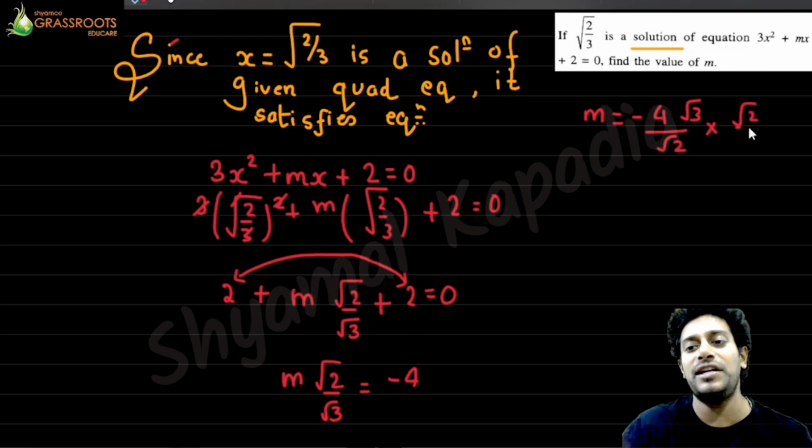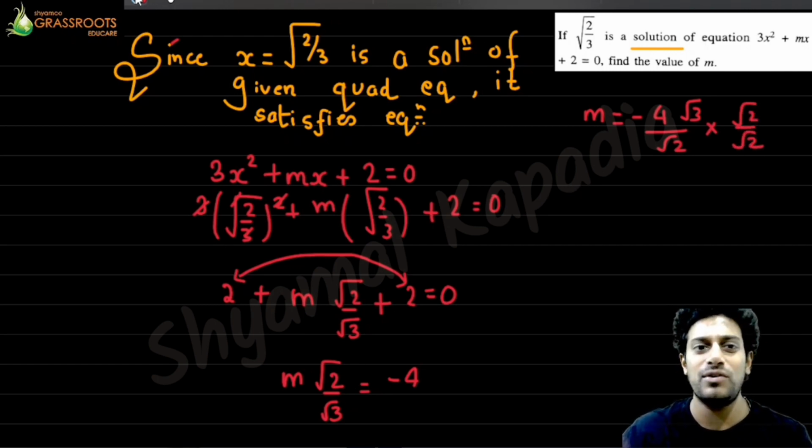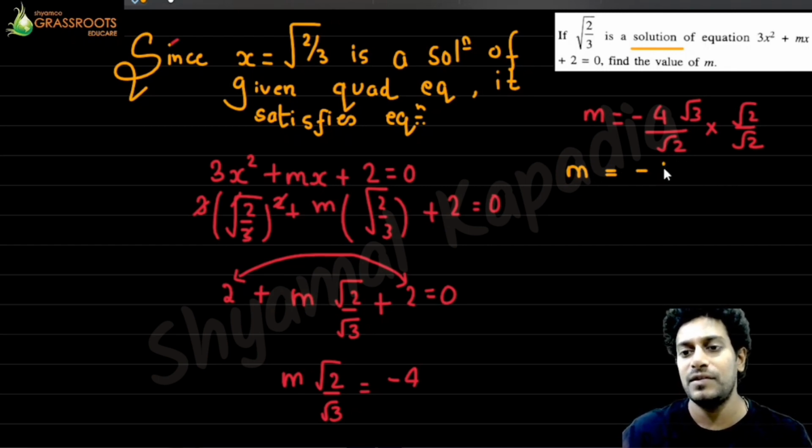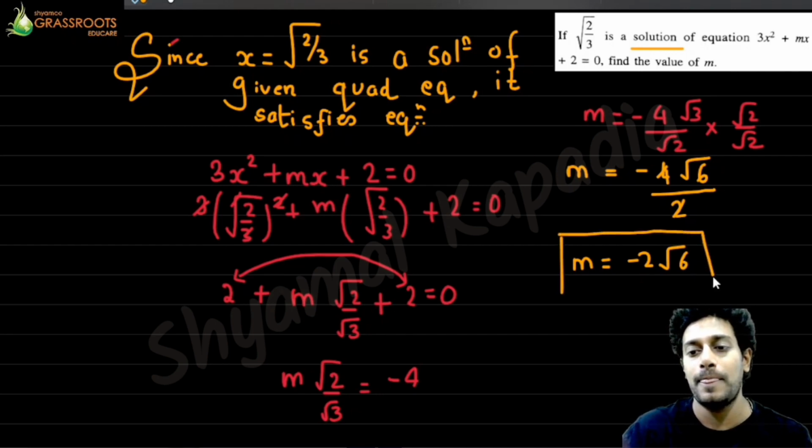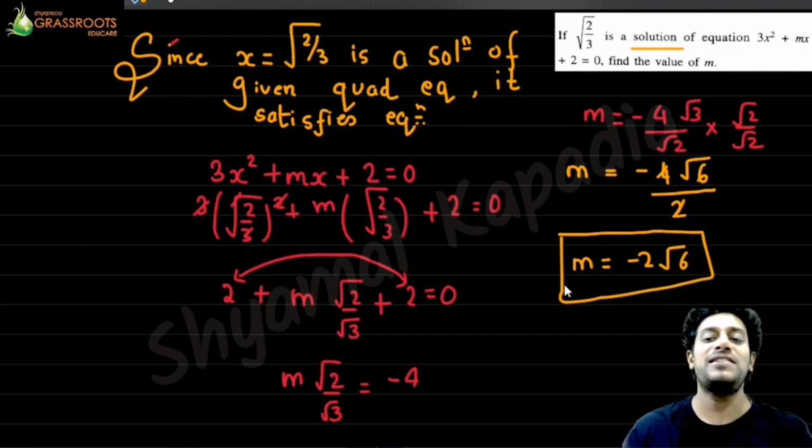Rationalize because denominator mein roots are not allowed. Multiply and divide by root 2. You must have studied about rationalizing. So out here you get the answer as minus 4 root 3 into root 2 is root 6 and root 2 into root 2 is 2. So on vanishing, m ka answer will be minus 2 root 6. That's the value of m.